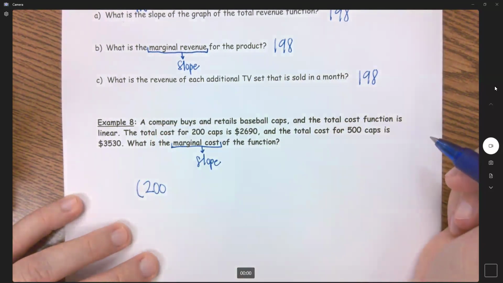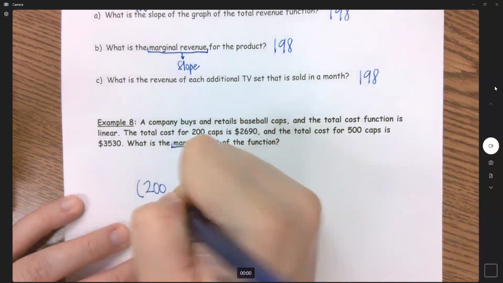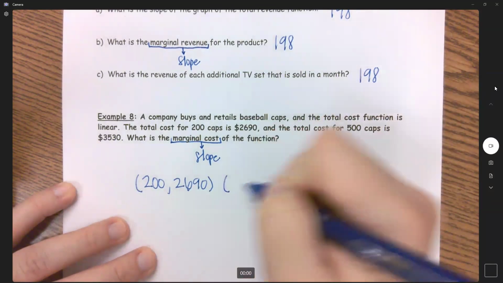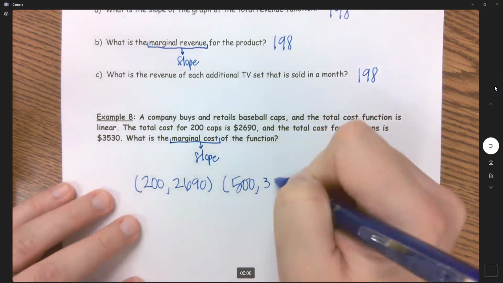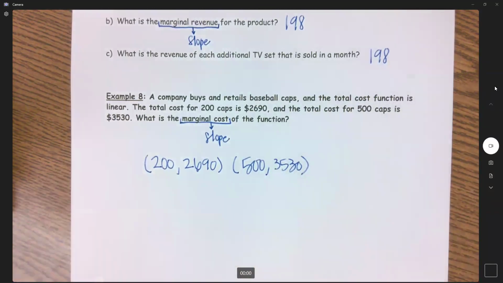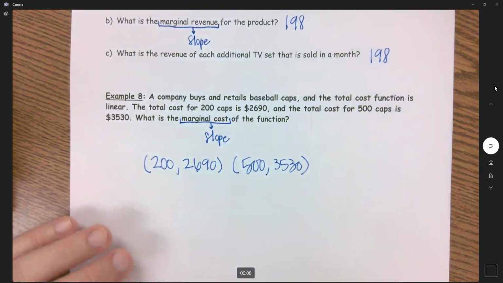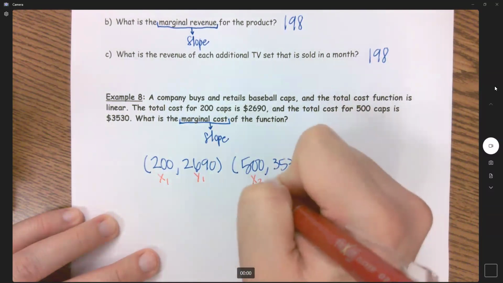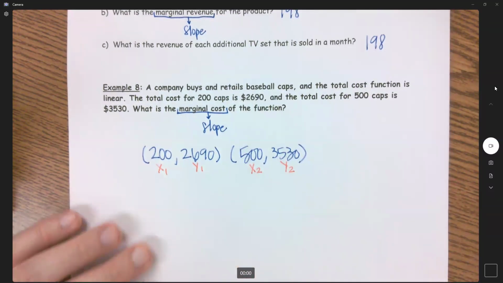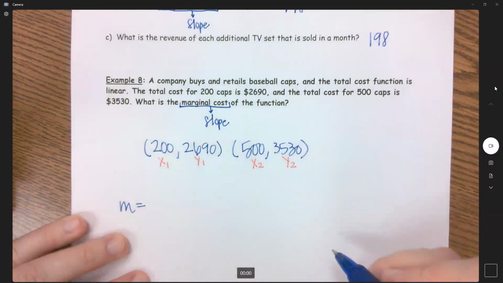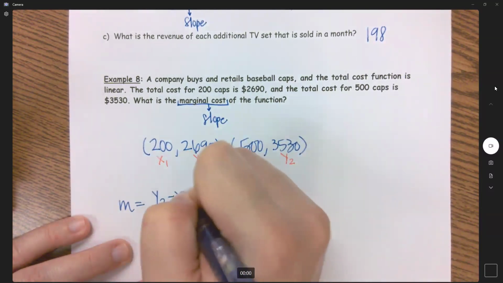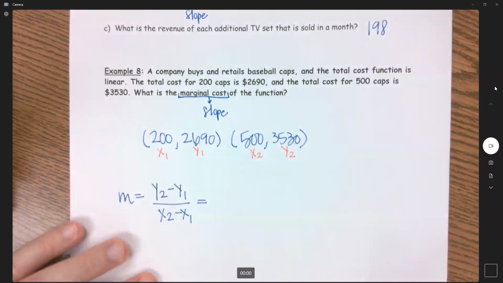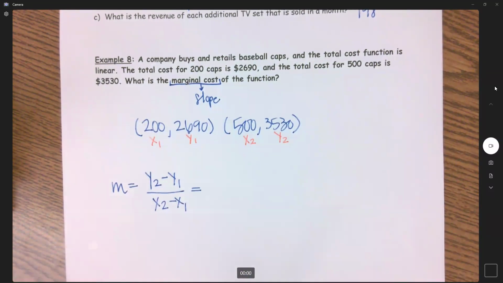caps would be my independent variable, so that's going to be my x. My dependent variable is going to be how much money gets brought in. So then we have 500 and 3,530. If I label my ordered pairs here, we have (x1, y1) for my first ordered pair, and my second ordered pair will be (x2, y2). So my formula for slope is (y2 - y1) over (x2 - x1), the change in y over the change in x.